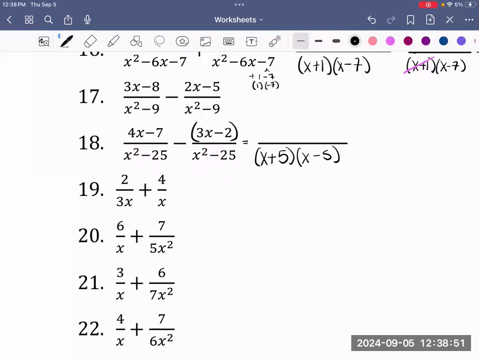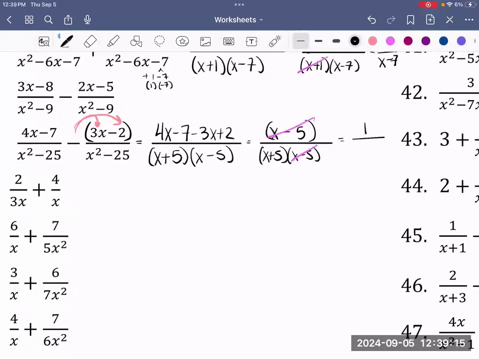Because we're subtracting here, we're going to make sure that we're distributing evenly by using parentheses. So you get x minus 5, which cancels. Get 1 over x plus 5.